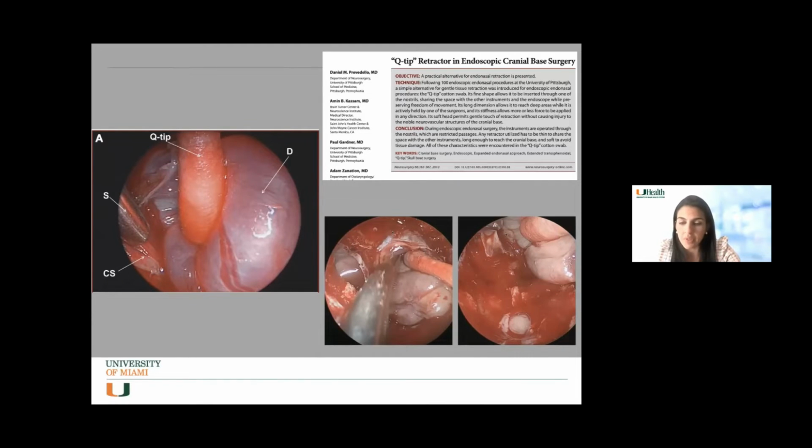It's firm, so it gives you a little bit more tension. And you're not using an instrument that is going to perforate, so that really allows you to respect the pseudocapsule. So that's one technique that you can use to help yourself as you're working.